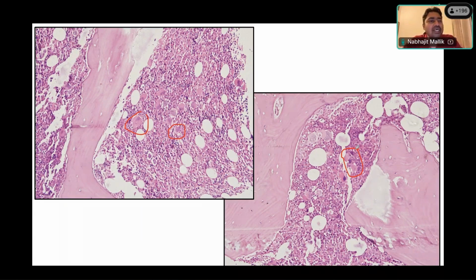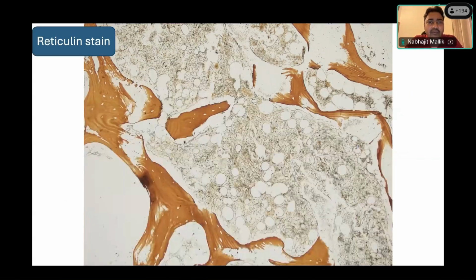But when they come near the paratrabecular region, that is an abnormal finding that we have. So we now see an increase in megakaryocytes. We are seeing some kind of megakaryocytic clustering as well. And then I'm going to the reticulin stain.